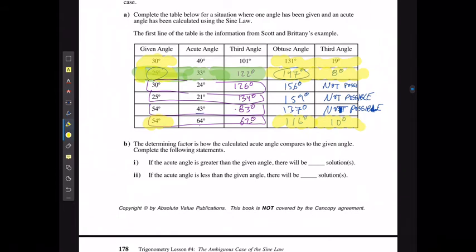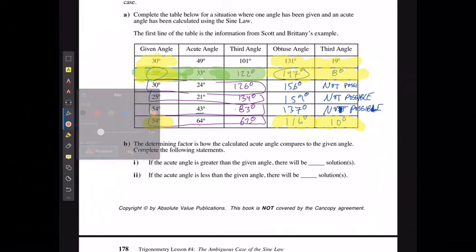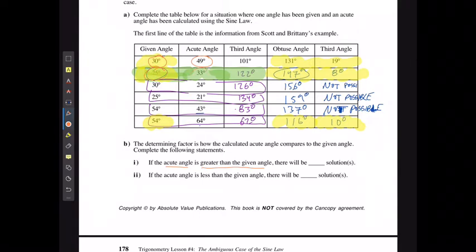So we can take a look at what the pattern is. When I'm solving this, if the acute angle is greater than the given angle, well, take a look. If I have the given angle and the acute angle is bigger than that, there's one case. Anytime my acute angle, when I'm solving it, is bigger than the angle I'm given, I have two possibilities. If the acute angle is less than the one given, I'm only going to have one possibility for the triangles.